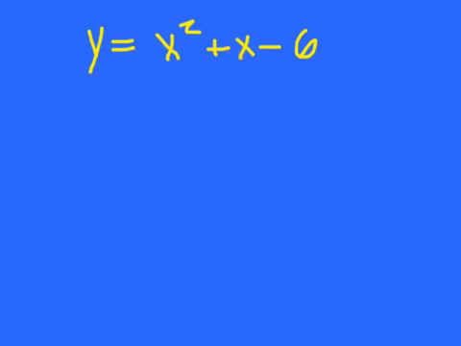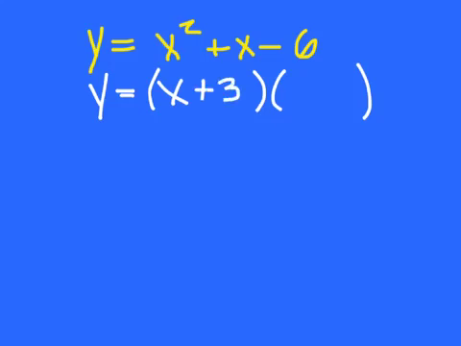Negative 3 and 2. Okay. How about negative 2 and 3? Yes. Alright, so we would come up with this. y equals two sets of parentheses. And if you had a positive 3 and a negative 2, if you multiply 3 times negative 2, you get negative 6, which is here. If you add these two together, you get a positive 1. So that can be factored in this fashion.